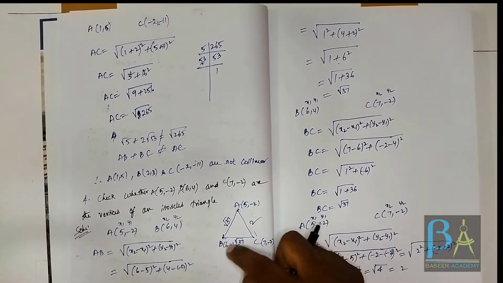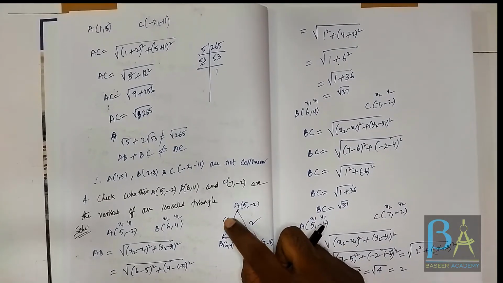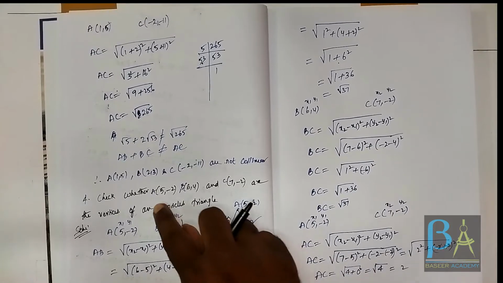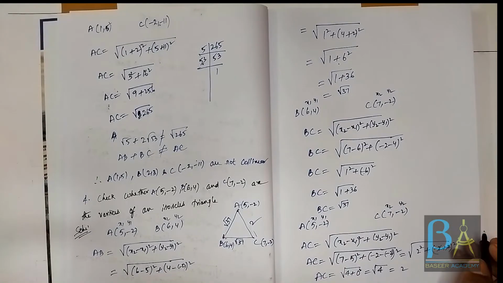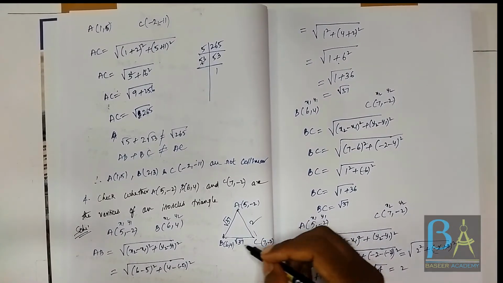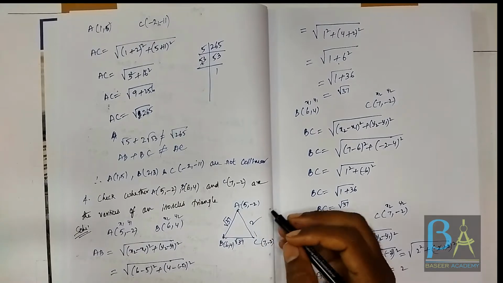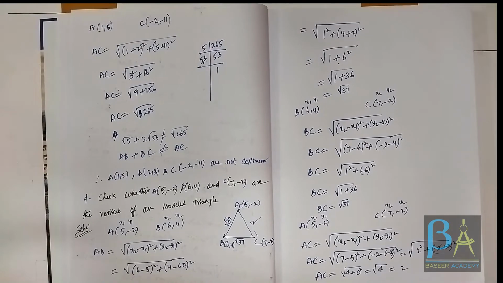Now from the triangle, I can see that two of the sides are equal. So I can say that the given vertices form an isosceles triangle. So you can conclude by saying AB is equal to BC. Since two of the sides are equal, you can say that the given points form an isosceles triangle. Let us now move on to the next question.